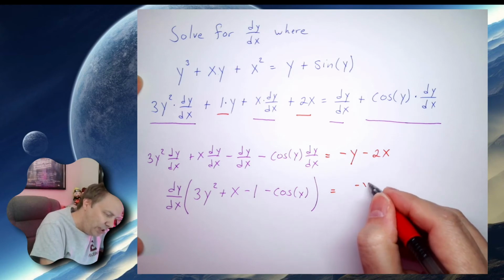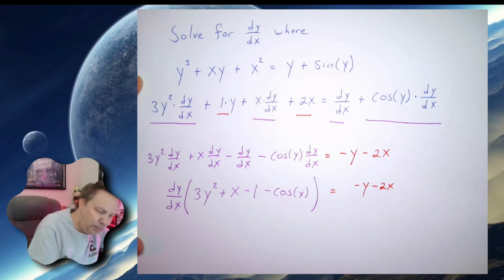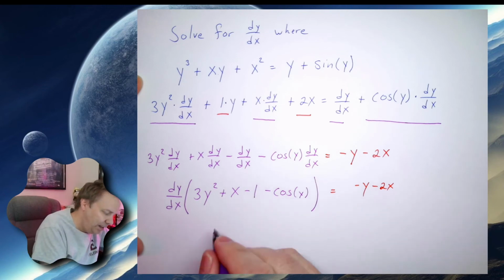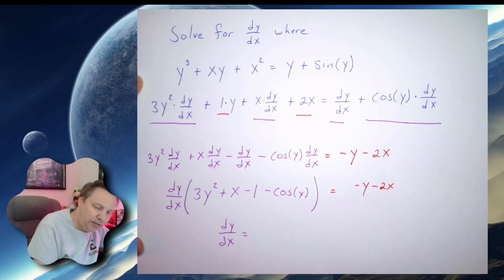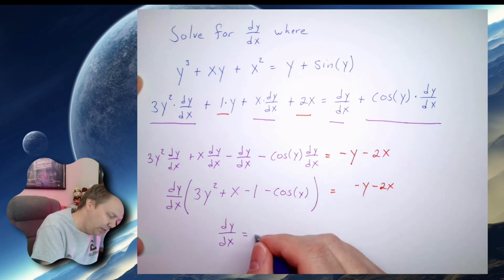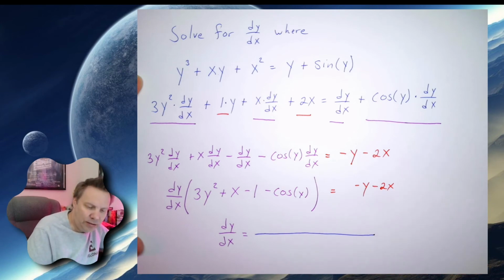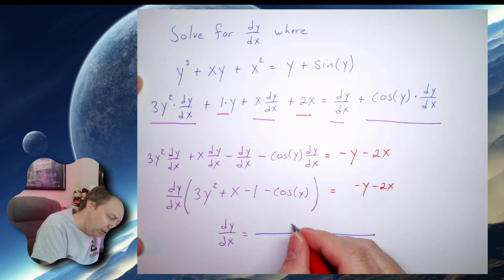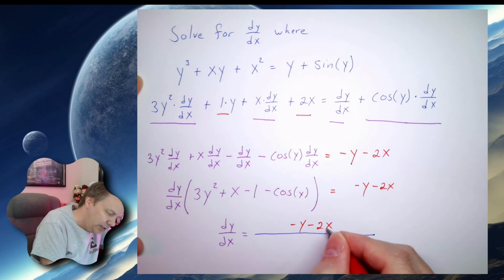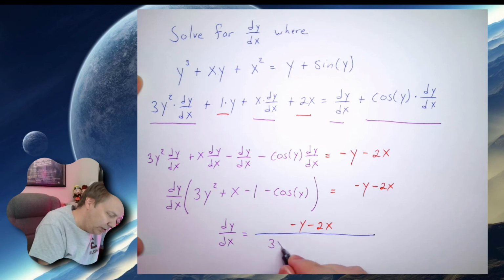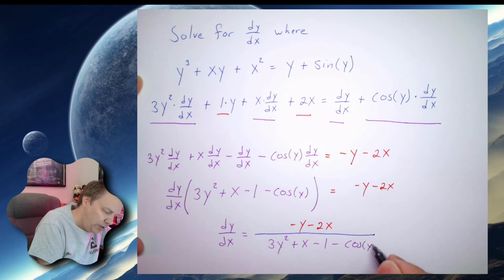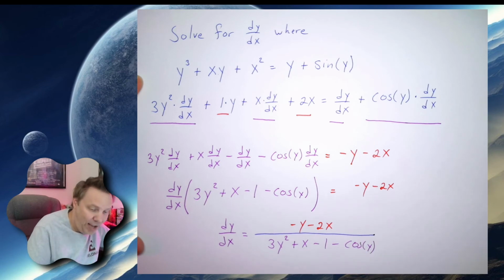Now, there's lots of ways to write these, but I'm just going to write it one way. So my final answer for this, dy/dx, well, I have a numerator, which is negative y minus 2x, and I have a denominator, which I'm just going to recopy: 3y squared plus x minus 1 minus cosine of y.